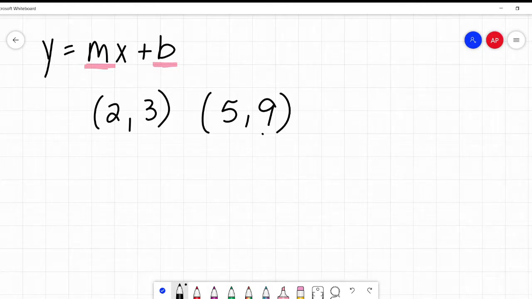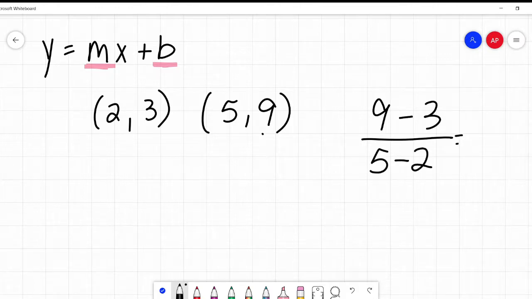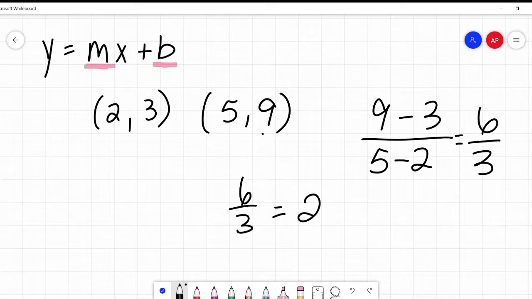Okay, so our y's, we've got 9 minus 3. There's our change in y on top. And our change in x's on the bottom, 5 minus 2. 9 minus 3 is 6. 5 minus 2 is 3. And 6 over 3 simplifies to 2. 6 divided by 3 is 2. All right, cool beans. Now I know my slope, my m, is 2.